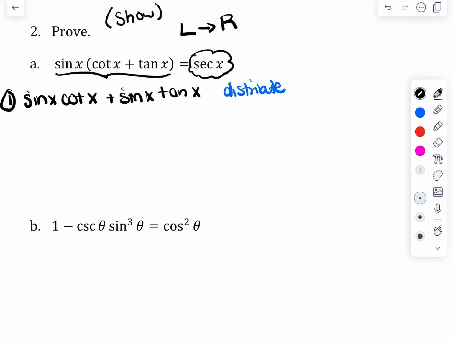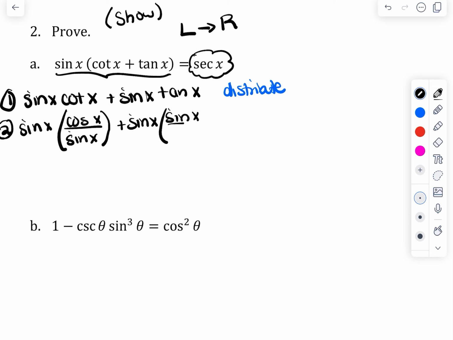Step 2. Here I have some sine, some cotangent, some tangent. I have a ton of different identities. So what I'm going to do instead is change everything to be with sine and cosine. I can do this by changing cotangent and tangent using the quotient identities. So I'm going to rewrite sine x times cotangent, which is cosine over sine, plus sine x times tangent, which is sine x over cosine x. And I can do this by using the quotient identities.